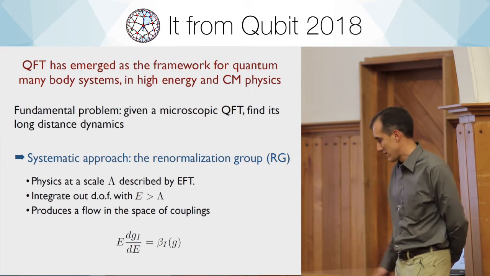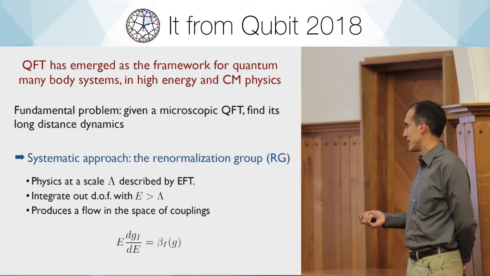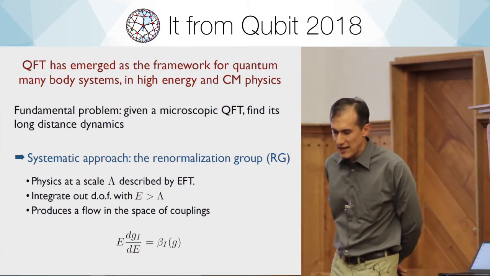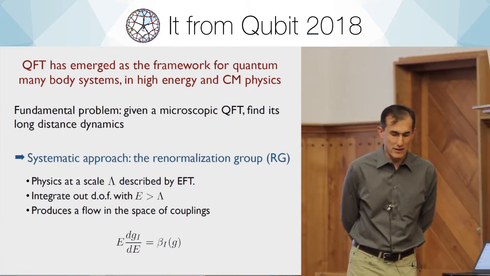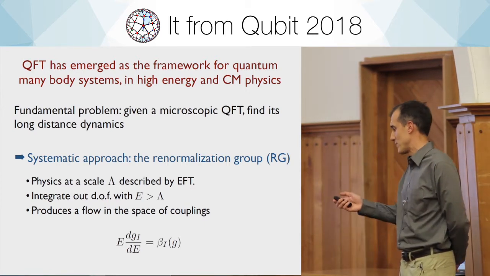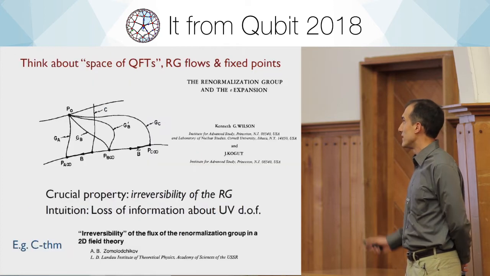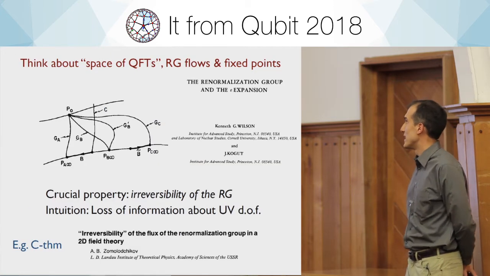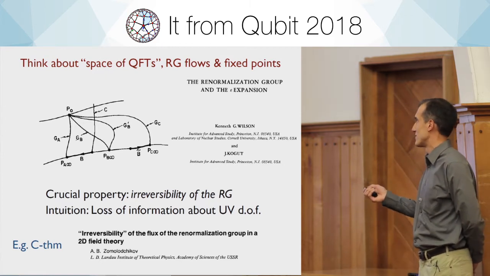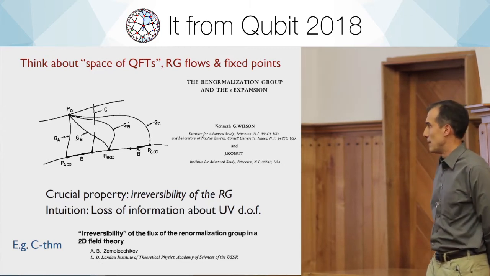So the couplings start depending on energy as dictated by the beta function. So basically, Wilson taught us that instead of trying to think hard about a particular microscopic Hamiltonian, we should start thinking about the space of QFTs and the energy flows in that space and the structure of fixed points. Okay? And this is a cartoon I stole from the famous Wilson-Kogut review.